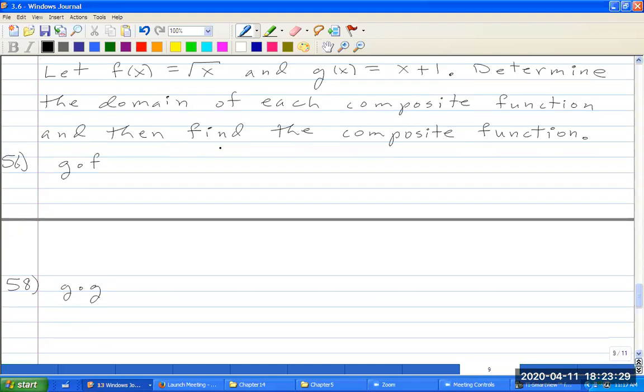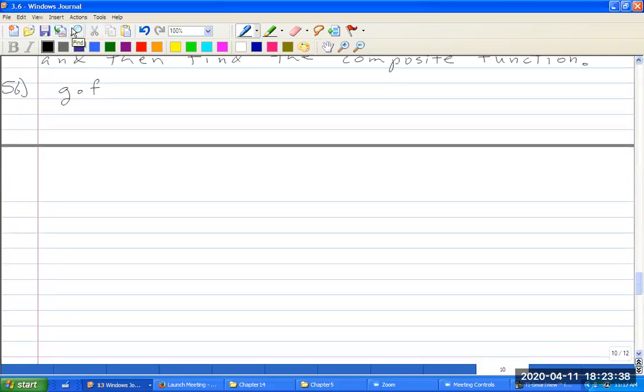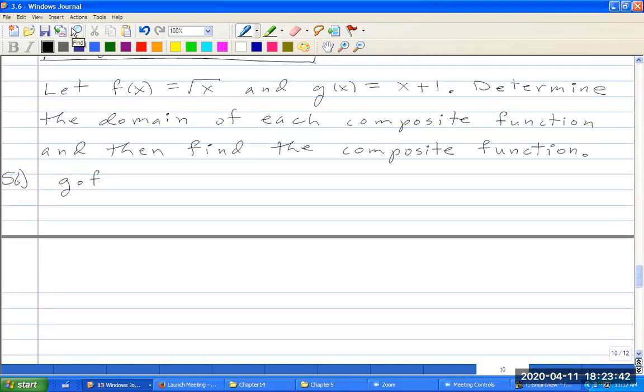Okay, so I probably need another page. Let f of x equal radical x and g of x equal x plus 1. Determine the domain of each composite function, then find the composite function. Okay, so let's recall that the domain of g composed with f is the set of all x in the domain of f such that f of x is in the domain of g.